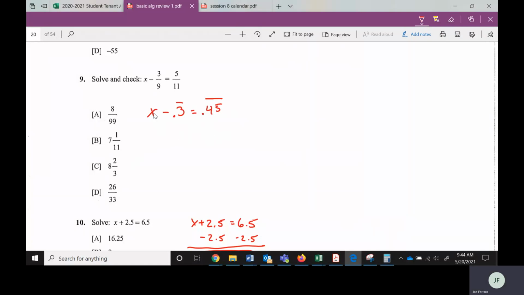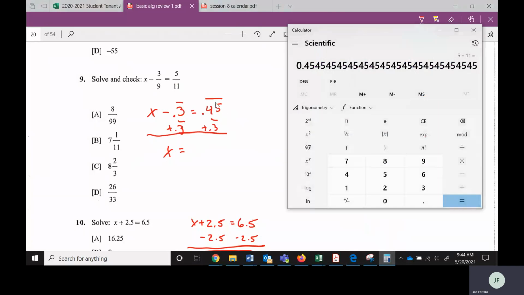So now it's in decimal. Now I follow the same steps. X has 0.3 repeating subtracted from it. So the opposite of that is adding 0.3 repeating. If I do it to that side, I have to do it to this side. Now, if you still have this in your calculator, you can leave it. Otherwise, you'd have to hit 5 divided by 11 again to get this in there.